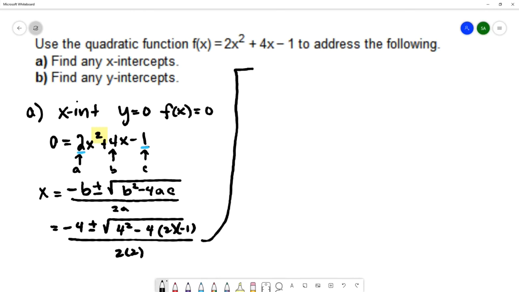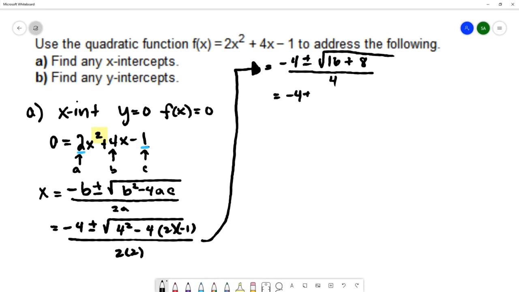I'm going to move up here and start simplifying, and when I simplify, I'll use order of operations. So inside of the radical, I'm going to apply the exponent first. 4 squared is 16, and I can do that multiplication. 4 times 2 is 8, times 1 is 8, and we have an even number of negatives, so that will be a positive. In the denominator, 2 times 2 is 4.